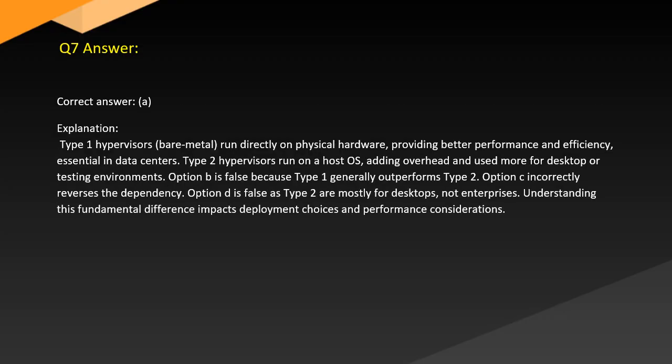Answer. Correct answer, A. Explanation. Type 1 hypervisors, bare metal, run directly on physical hardware, providing better performance and efficiency essential in data centers. Type 2 hypervisors run on a host OS, adding overhead and used more for desktop or testing environments. Option B is false because Type 1 generally outperforms Type 2. Option C incorrectly reverses the dependency. Option D is false as Type 2 are mostly for desktops, not enterprises. Understanding this fundamental difference impacts deployment choices and performance considerations.